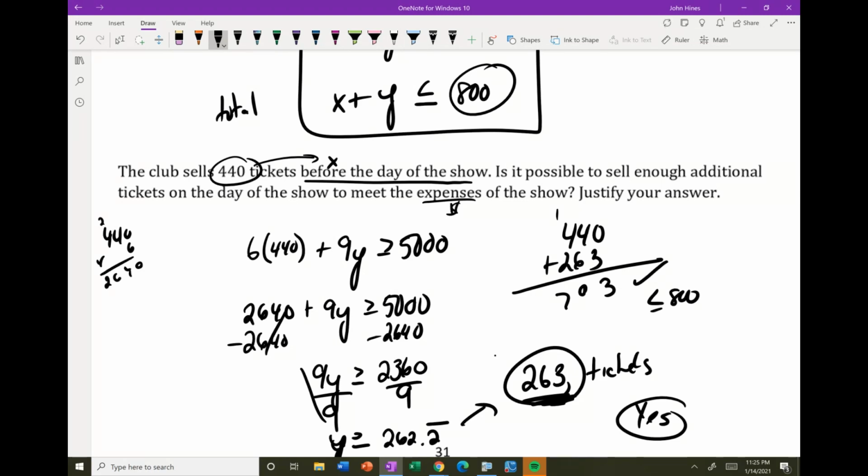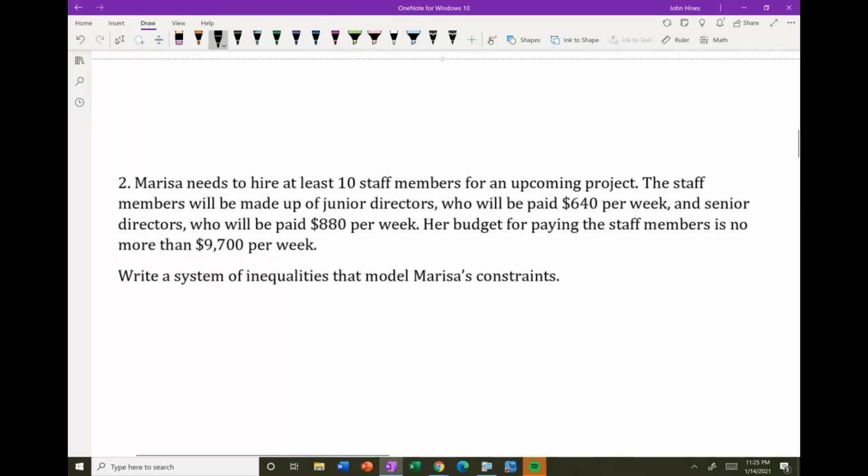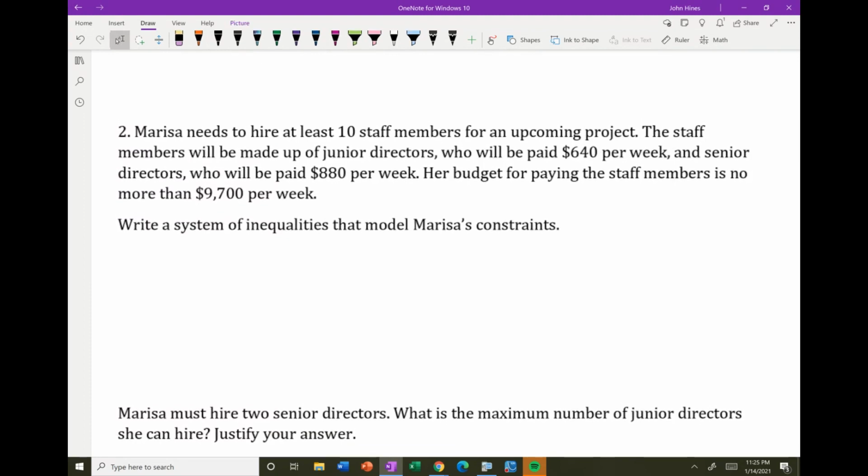Okay, so working with these systems, sometimes we have to plug numbers in to see if they actually work. So if they sell 263 tickets on the day of the show, they'll be good. They'll be good because they'll make enough money and they'll be under 800 people. We got one more and then we'll call it a lesson. We're going to keep this video somewhat short.